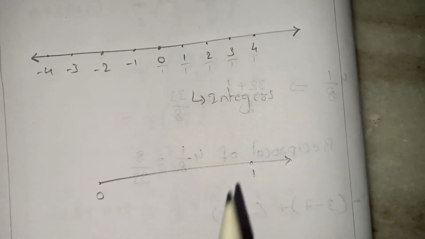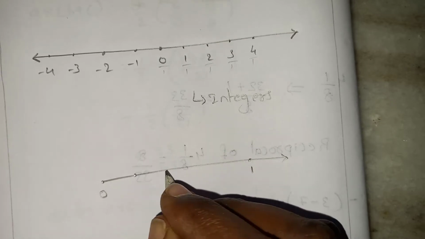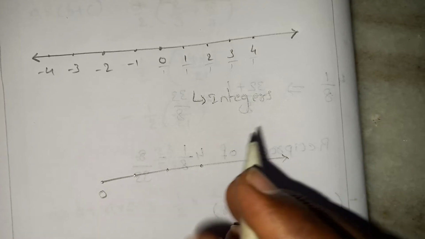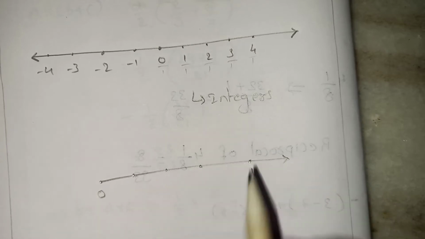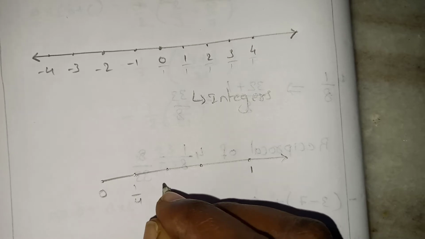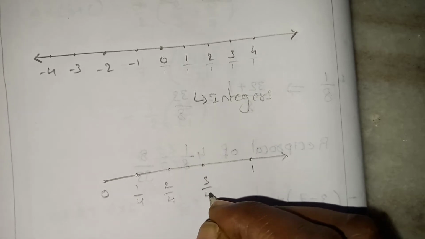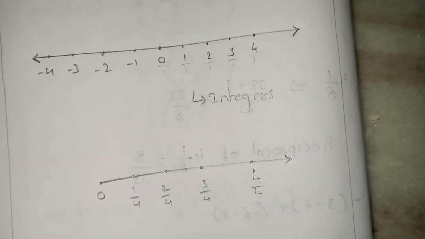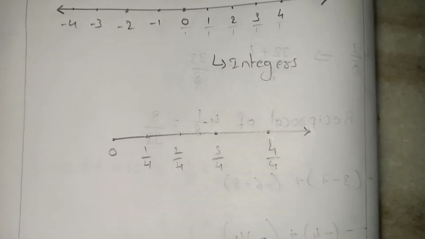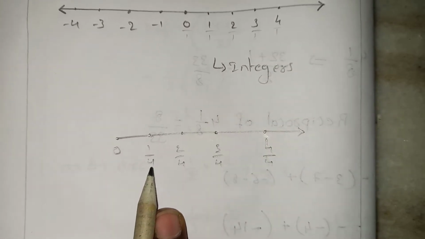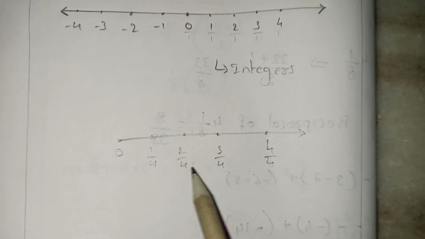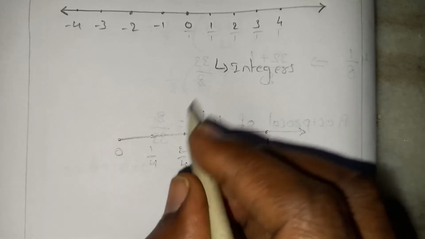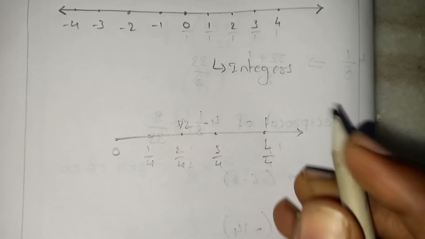If I divide 0 to 1 into 4 parts, 1, 2, 3, 4, how can we mention them? 1 by 4, 2 by 4, 3 by 4, and 4 by 4. 4 by 4 means 1 only. Understand or not? 1 by 4. 2 by 4 is nothing but 1 by 2. 4 by 4 is nothing but 1.